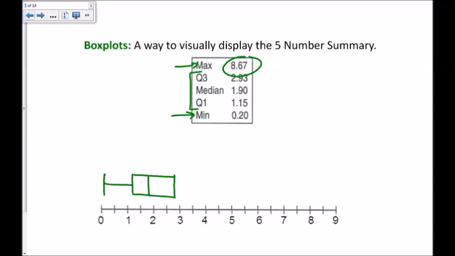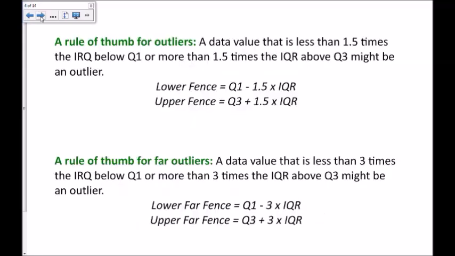So we have a rule of thumb when determining if something is an outlier or not, at least we do for box plots. So here is the rule of thumb for outliers. A data value that is less than 1.5 times the IQR below Q1 or more than 1.5 times the IQR above Q3 might be an outlier. That's our mathematical rule of thumb. We still need to look at the data value and see if it is different or not. But that's our rule of thumb.